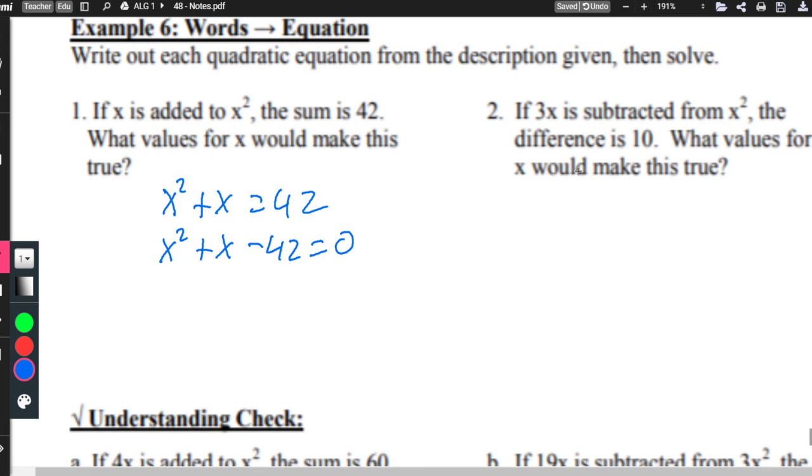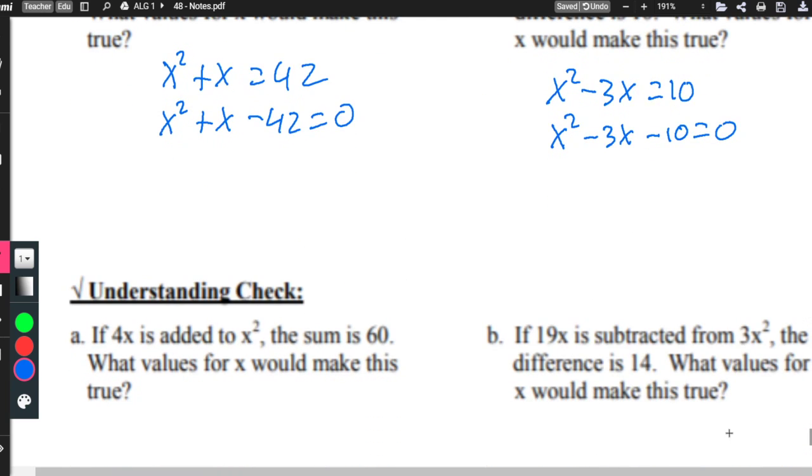Same thing over here. If 3x is subtracted from x squared, so x squared minus 3x, the difference is equal to 10. To set up the quadratic, we just get everything onto one side, and then we solve like normal. So that's going to be it. If you have any questions, please let me know.